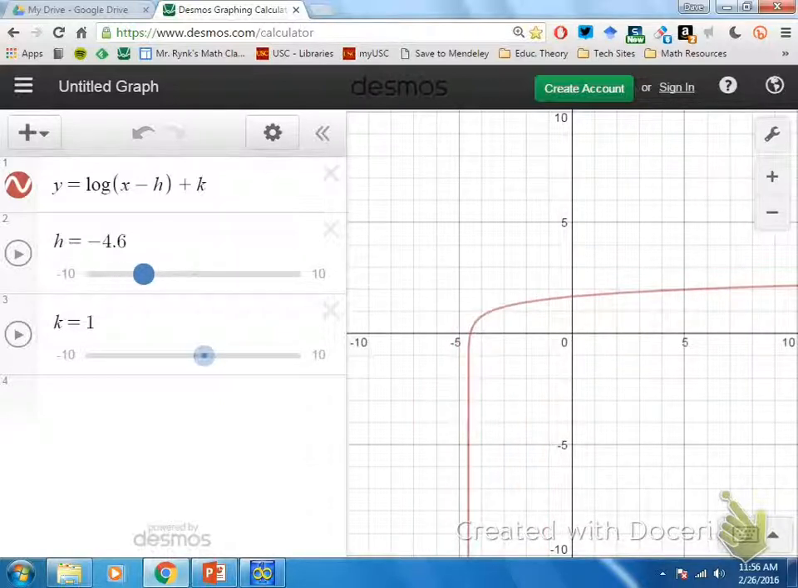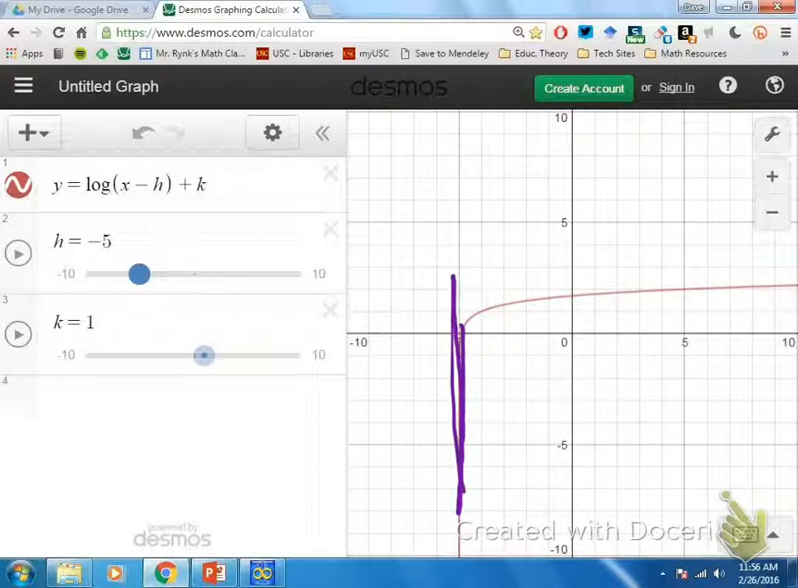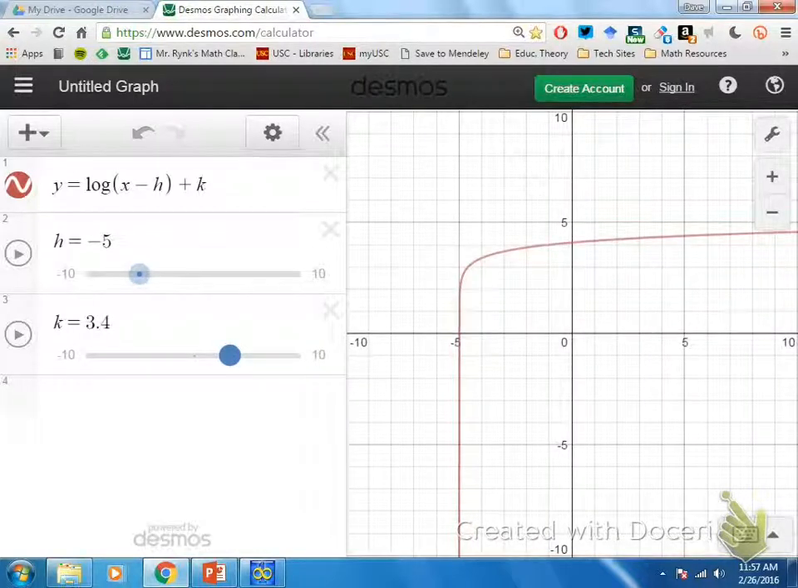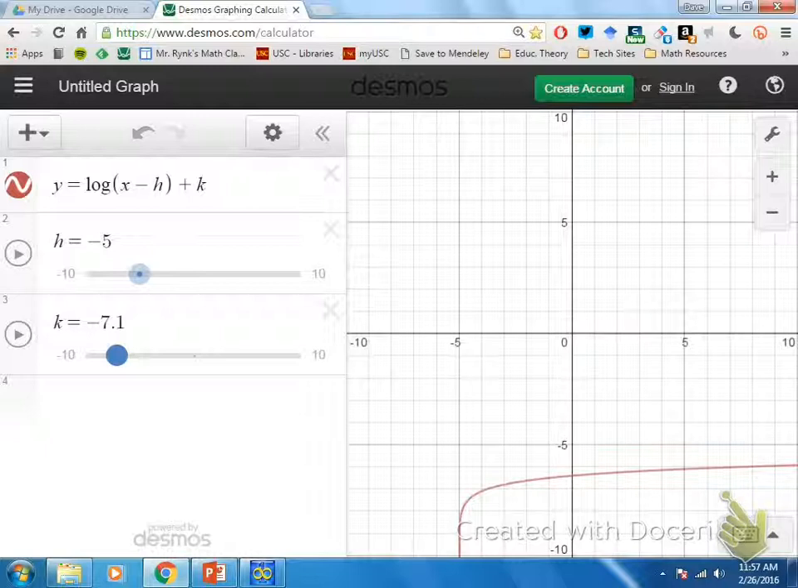Okay, and specifically, let's look closer at that number. So say I set it at -5. You would notice on our graph, I have a vertical asymptote right here, right? So that number here is going to relate to where our vertical asymptote is. So h gives us a vertical asymptote. Okay, and then if we move k, you can see k moves our graph up if I increase it, and down if I decrease it.